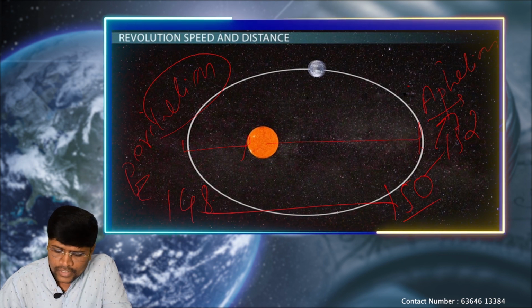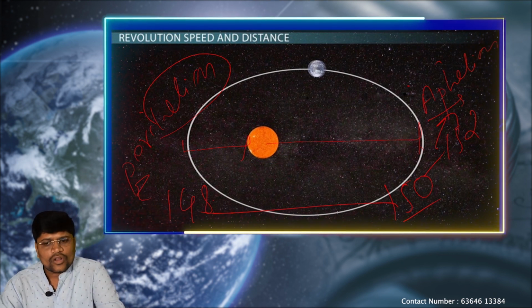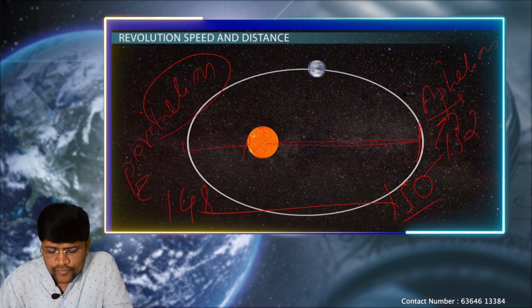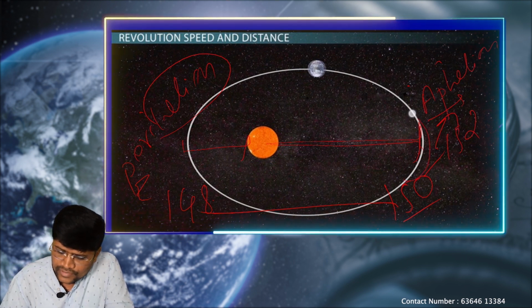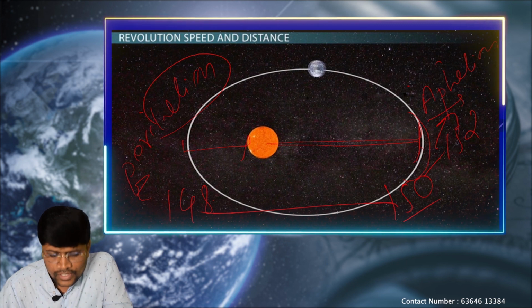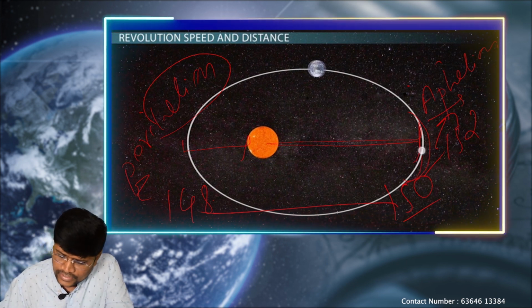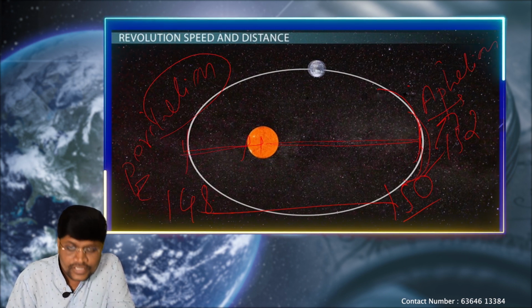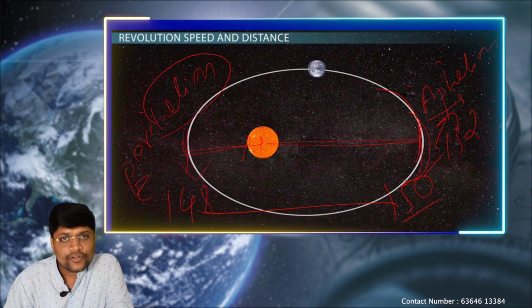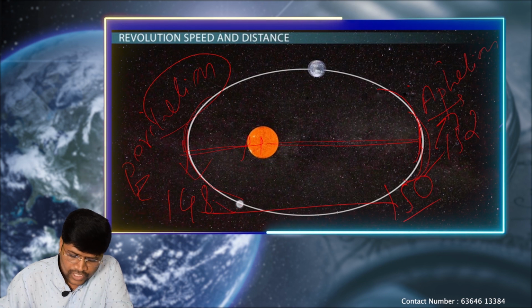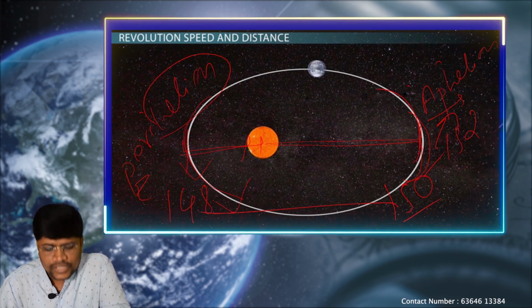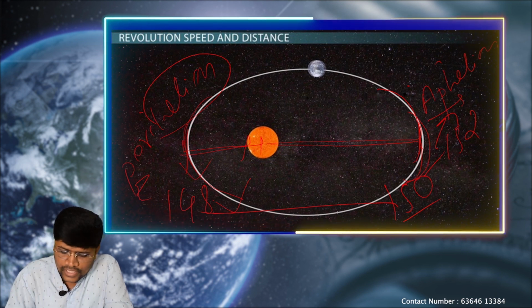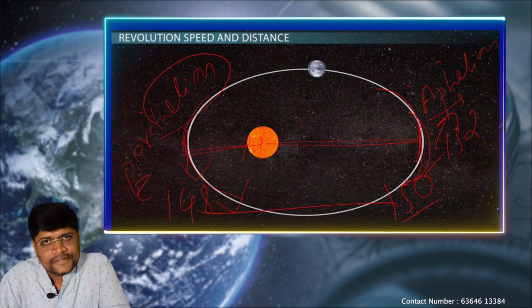Again, we know that gravity plays a major role in the elliptical orbit. When the earth is a bit far away from the sun, the gravitational influence of the sun on the earth will be lower. That's why its revolution speed will be slower. When it is very close to the sun, in order to overcome its gravitational influence, the earth moves very fast. So that's why its revolution speed is not constant. It depends on the nearness to the sun.